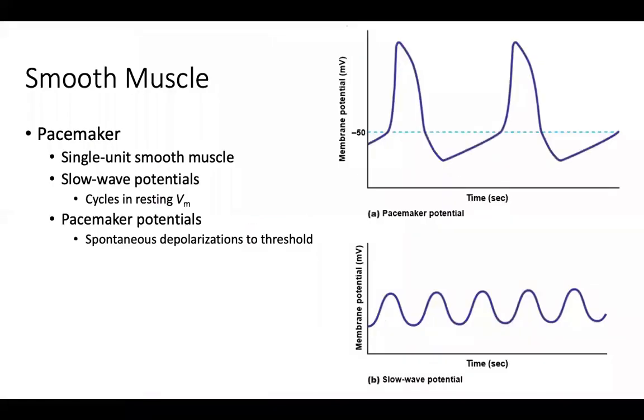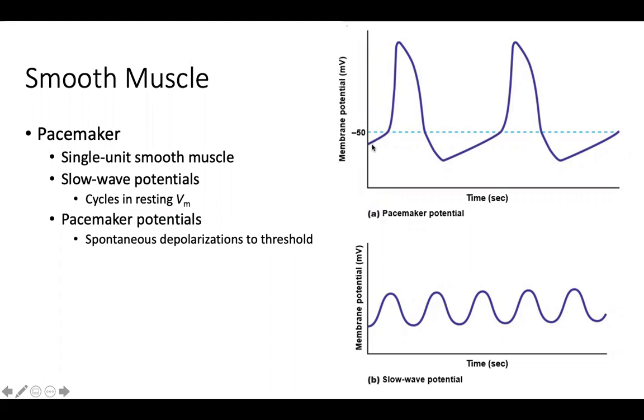Okay, and lastly here, the pacemaker potential that we see with smooth muscle only happens in single unit. We're also going to talk about it because it does happen in cardiac muscle as well. These are basically slow wave potentials, so they're basically cyclical changes in the resting membrane potential. Essentially we start out with a resting membrane potential, which is about -50 for a smooth muscle cell.